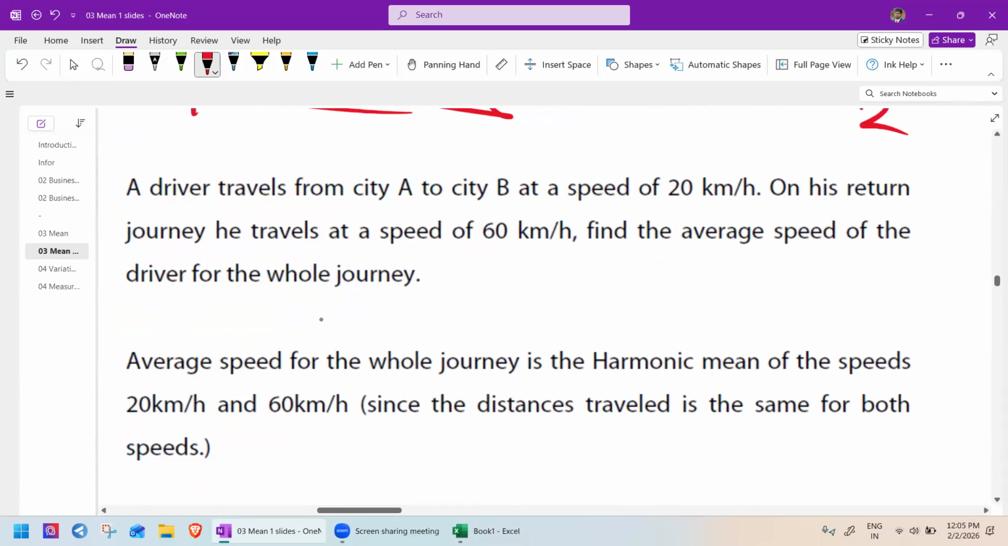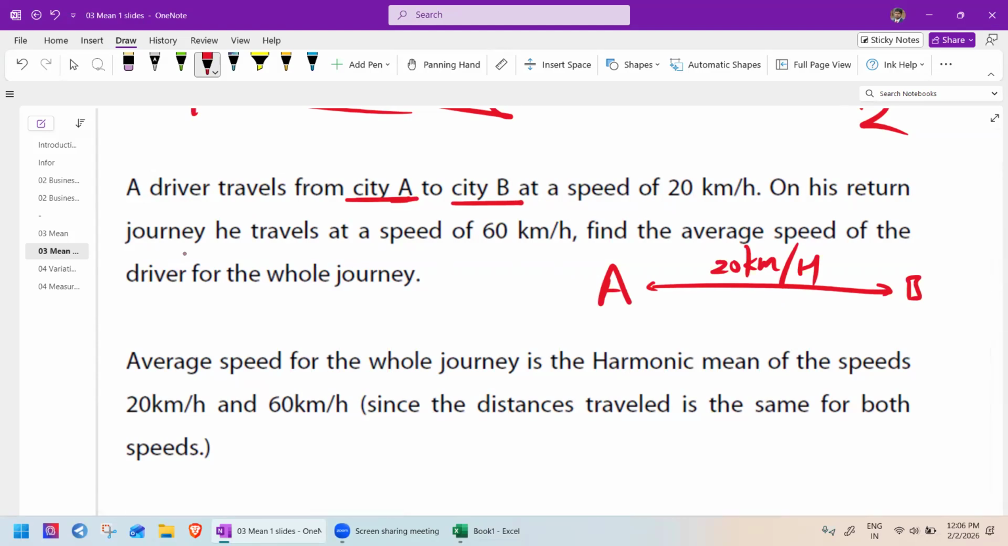A driver travels from city A to city B, right? A, B, city A to B. The speed is 20 kilometers per hour. On his return journey from B to A, he travels at the speed of 60 kilometers per hour. Find the average speed of the driver for the whole journey.